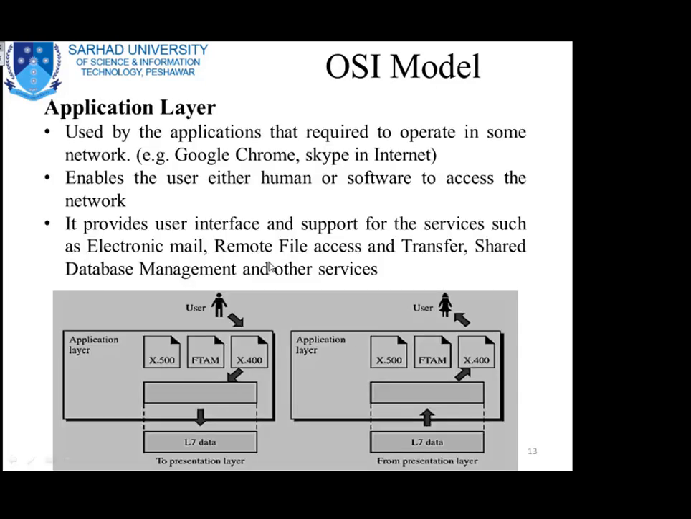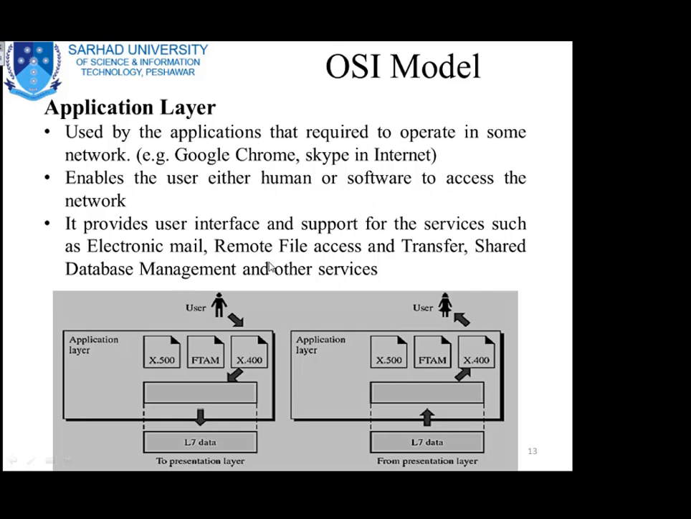Now starting in detail, what is the application layer? I have told you that it is used by applications that are required to operate in some network. You see, if you want to go to a web server, you can use Google Chrome. So it means that Google Chrome needs to be a part of the network. That is why Google Chrome is basically a network layer application.